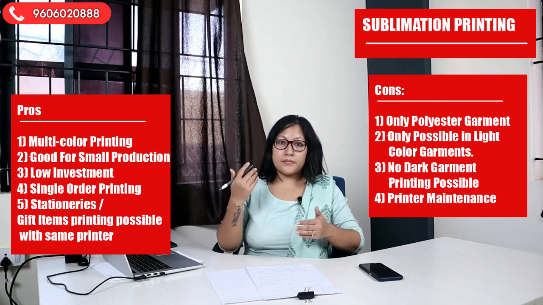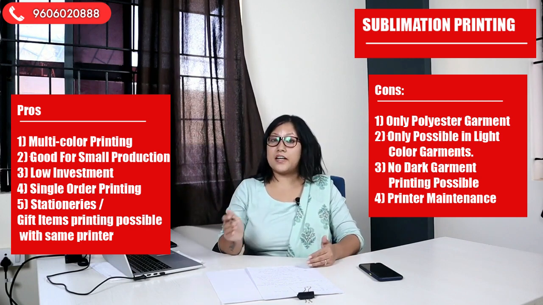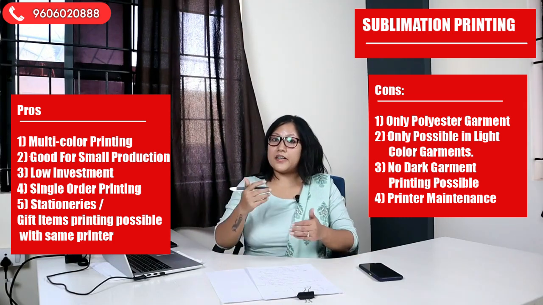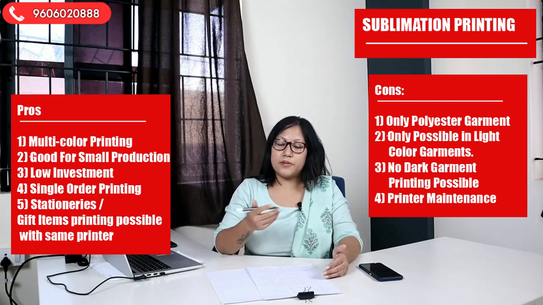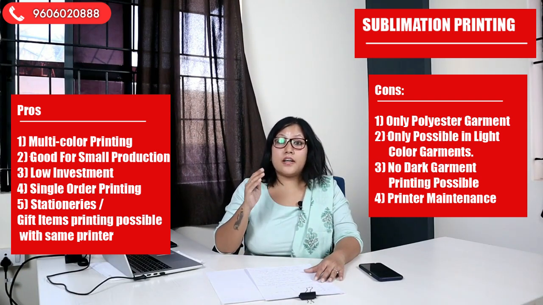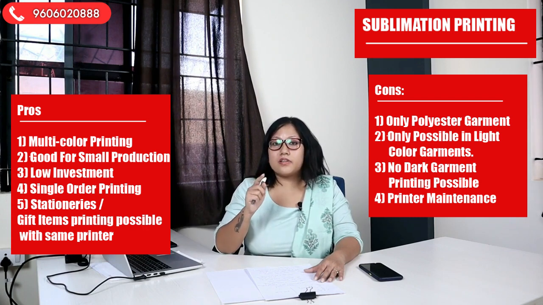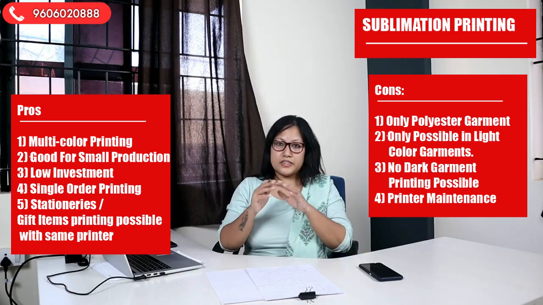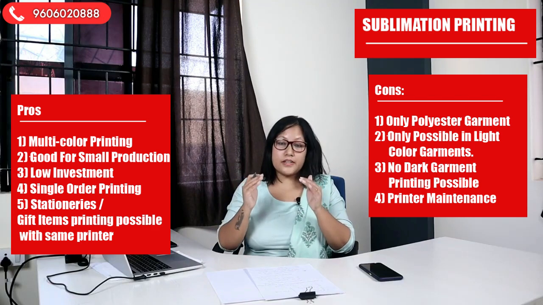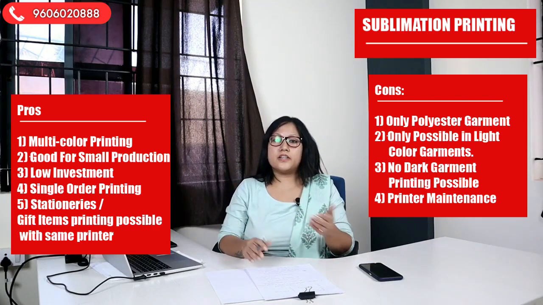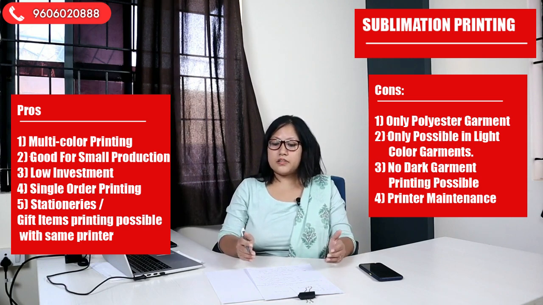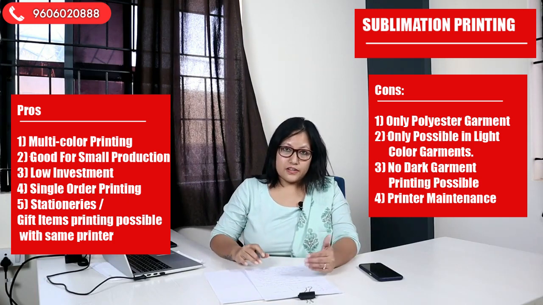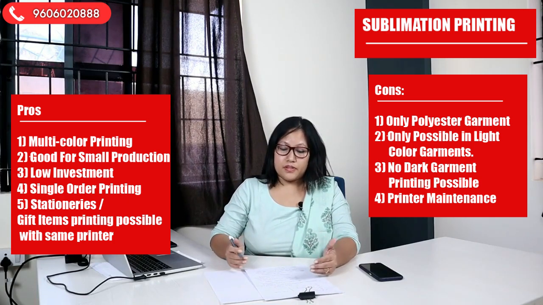You can do it on dark polyester garments, but color changes might come. Whatever print you give in your system, that color might change on dark polyester cloth. If you are doing it on a light polyester t-shirt, then the print quality is super. It's very nice, fully digitalized. Whatever you give in your system, that print exactly comes. But if you go for some other color, then the color change will happen due to the unavailability of white ink on the printer. So this is the advantage and disadvantage of sublimation.